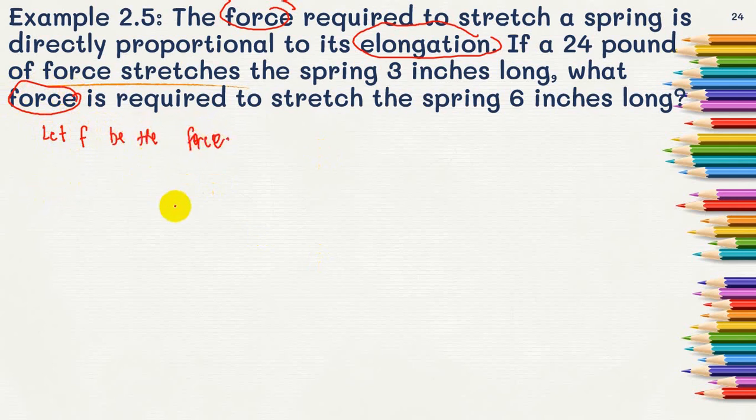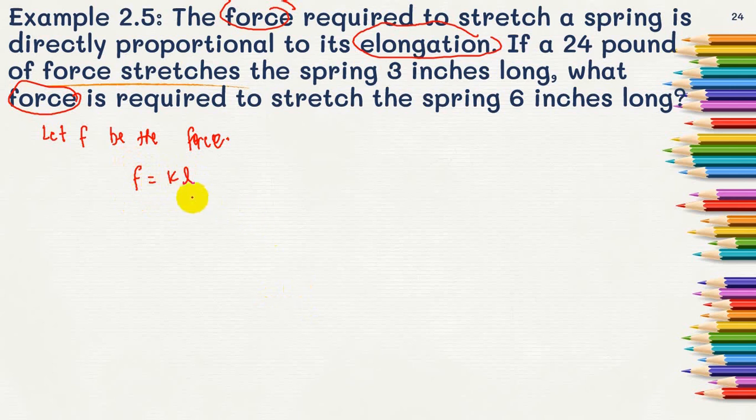Right, so next thing is we have to write our variation statement. Force is directly proportional to the elongation. We can represent it as L because it's the length. So F is equal to K times L.